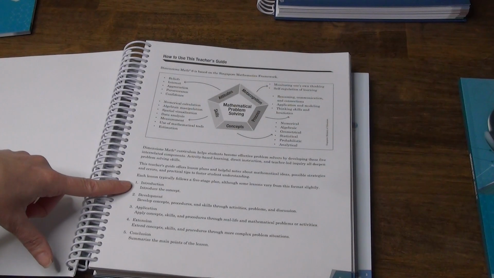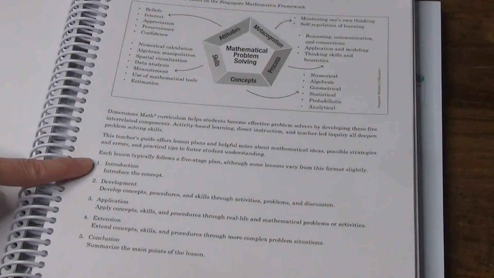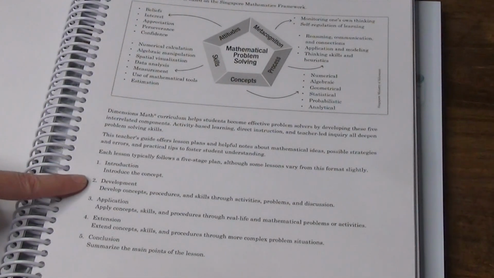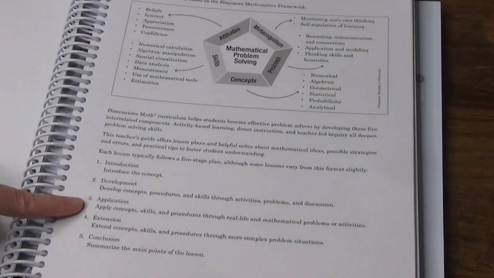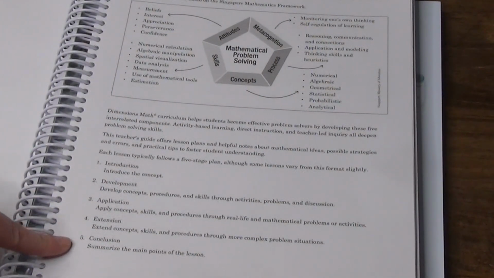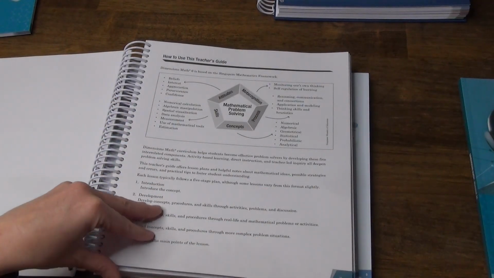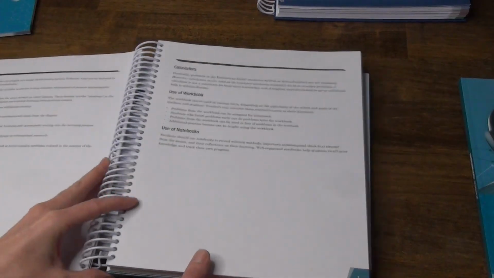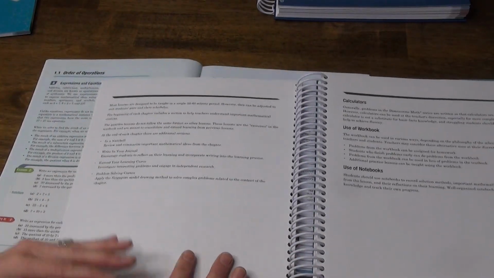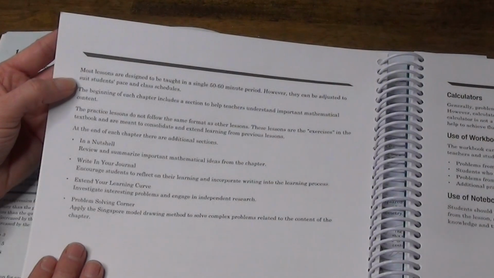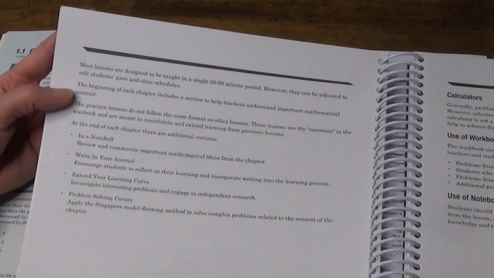Each lesson typically follows a 5-stage plan, where we have our introduction of the concept. We have the development of the concepts, the procedures, the skills. We have the application, the extension, and the conclusion. So before we might have had that think, learn, and do. We have just a little bit different verbiage here, but very, very similar. Math lessons are designed to be taught in a single 50 to 60 minute period. However, they can be adjusted to suit the student's pace and schedules.